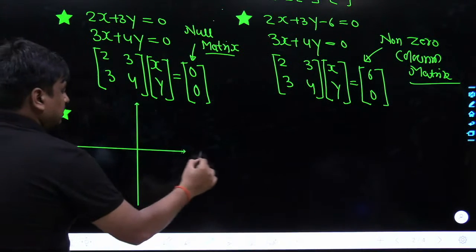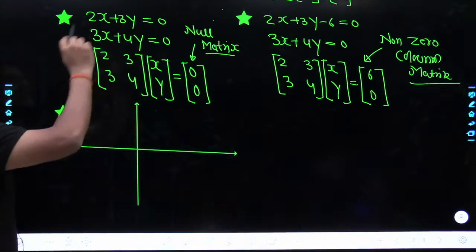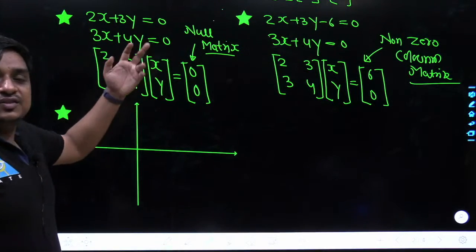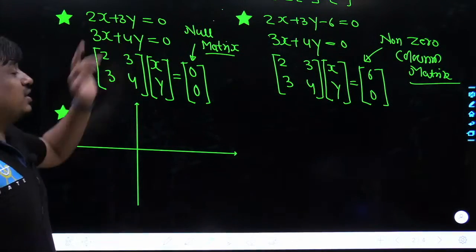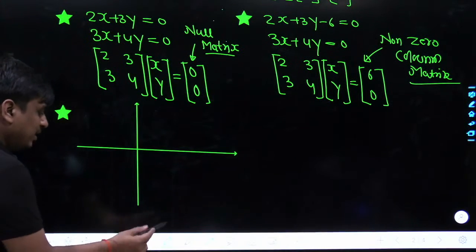Let me draw a plane. May I know what it would be? It's a straight line crossing through, where C is kept 0. What does it mean? Crossing through the origin. So how many situations can you have?